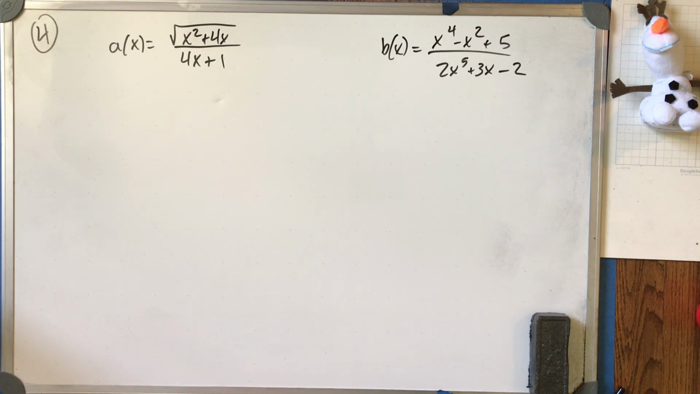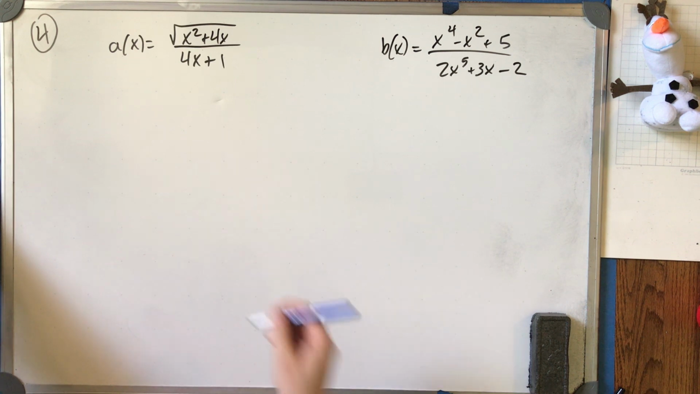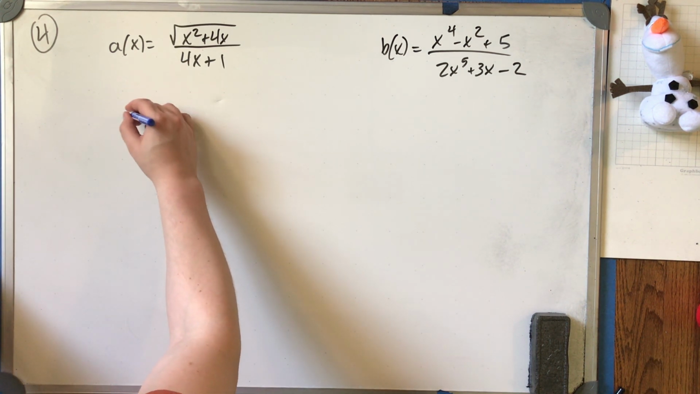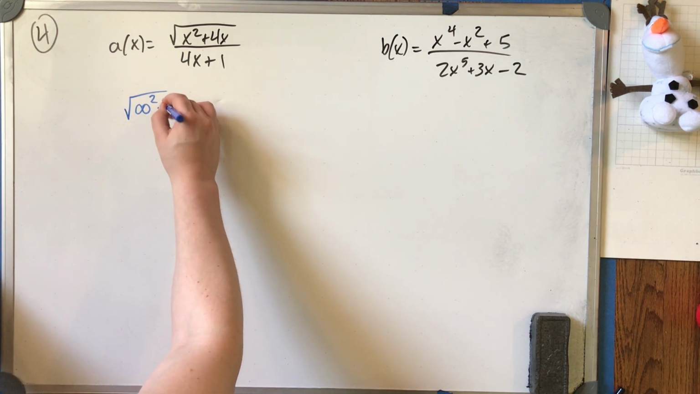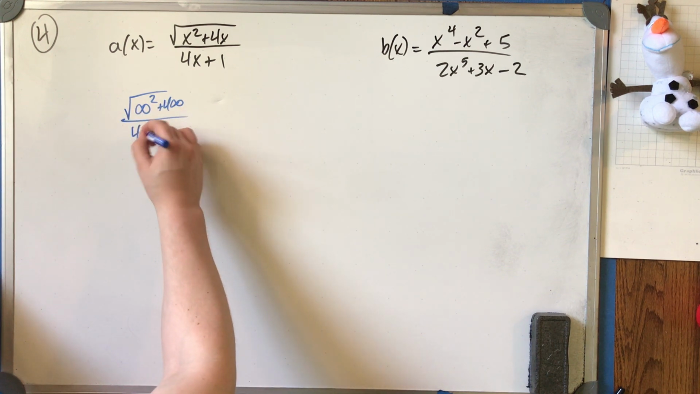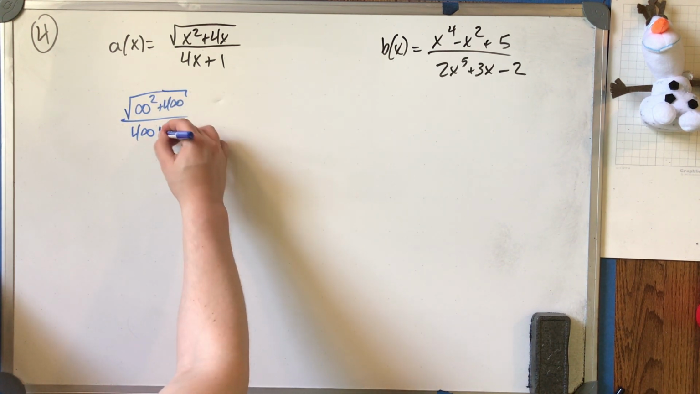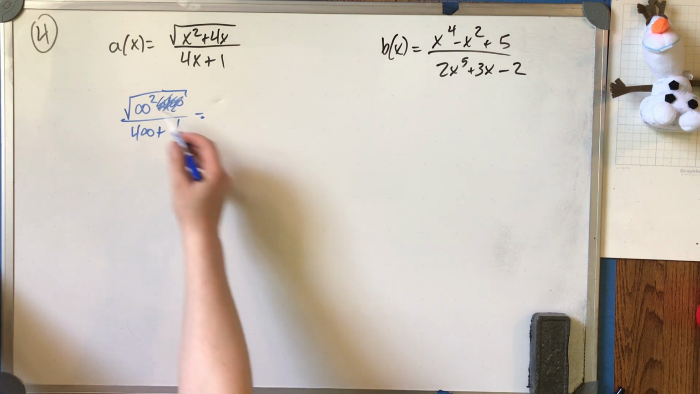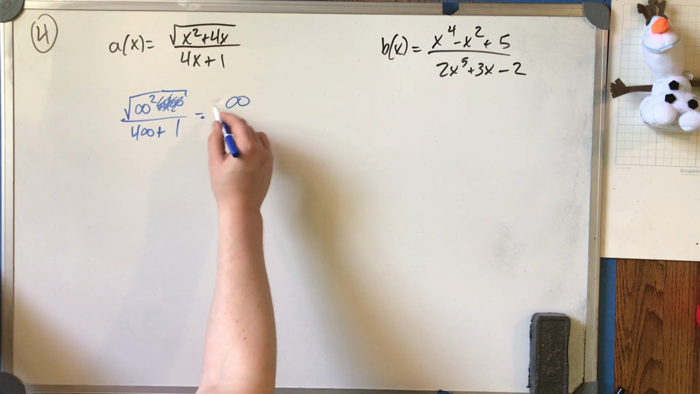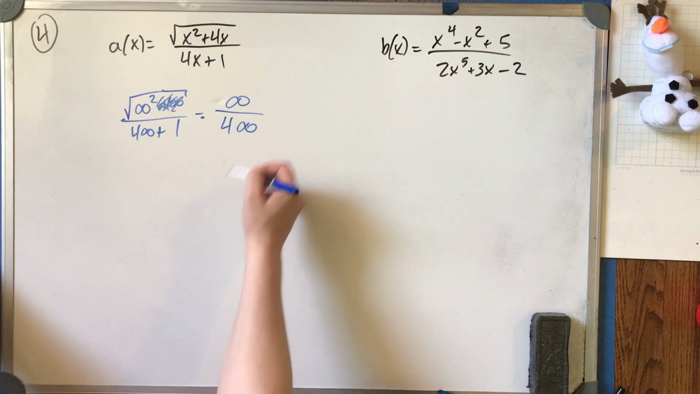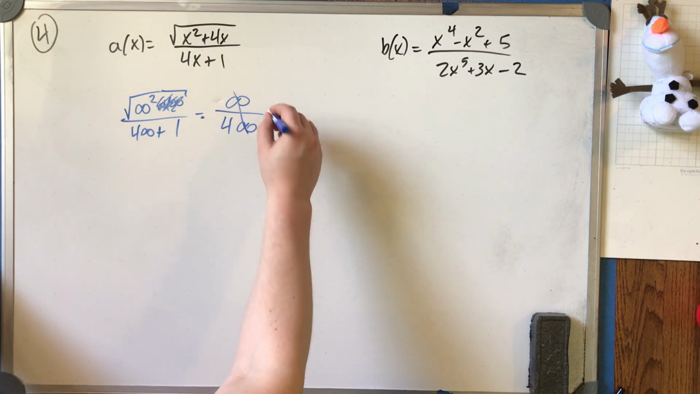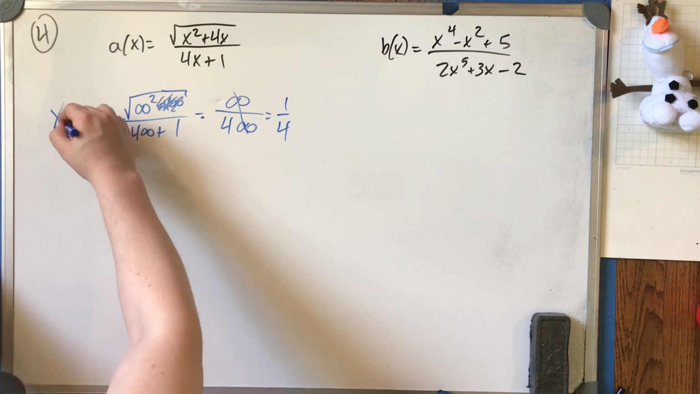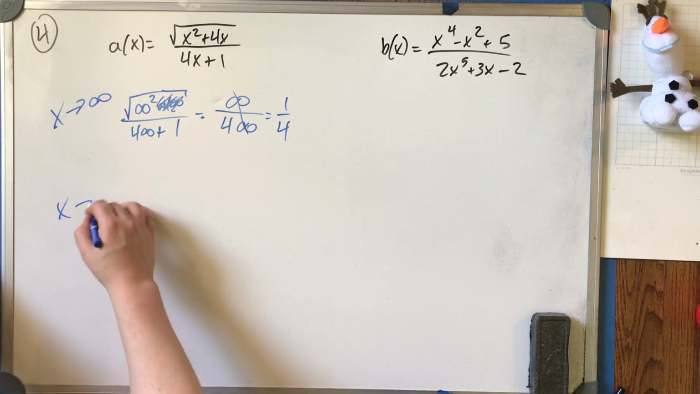For 4, we are being asked to find the limits as x approaches positive infinity and as x approaches negative infinity. So let's plug in positive infinity here. We will get the square root of infinity squared plus 4 infinity all over 4 times infinity plus 1. So up here, this infinity we can ignore. The square root of infinity squared is just infinity. And on the bottom, we can ignore the plus 1, so we just have 4 infinity. Those cancel, and we're left with 1/4. So that's the limit as x approaches positive infinity.